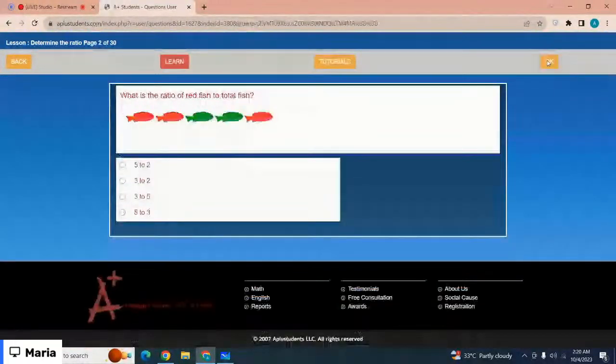Okay, what is the ratio of red fish to total fish? So which is the correct option? You have three red fish and the total is five. So the ratio would be 3 to 5, right? Just read the question. Red fish to total. So you have three red fish and the total is 5. So it would be 3 to 5. The correct option is 3 to 5, right?